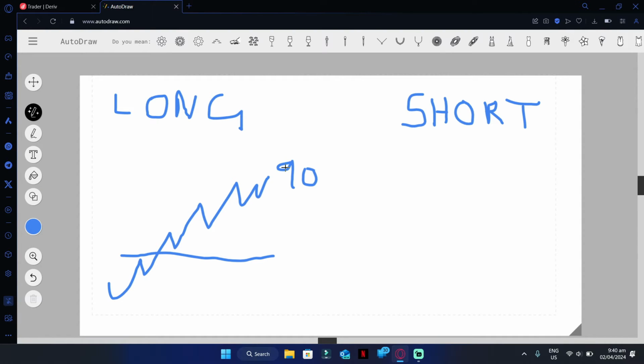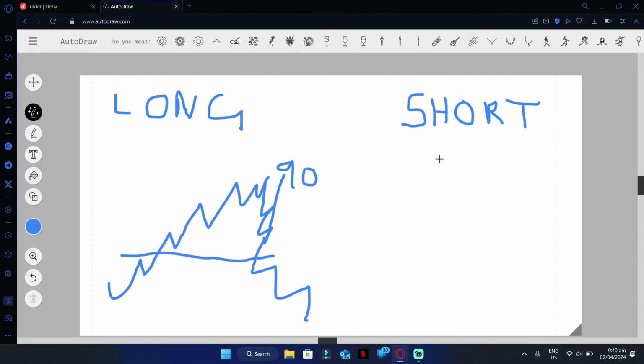But if by tomorrow it does not reach this level and instead goes the opposite direction, you're going to lose. What you're going to lose is the amount you stake. So either way, you're going to continue staking.